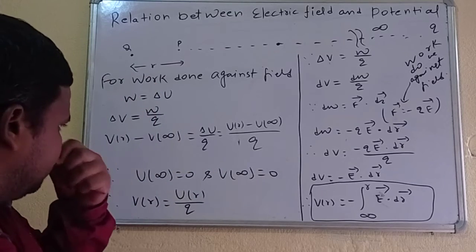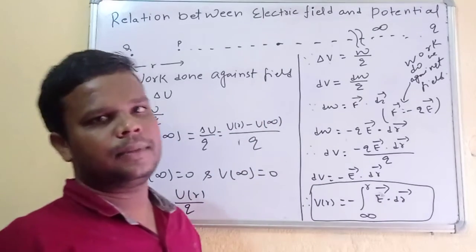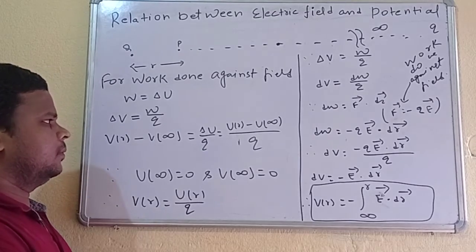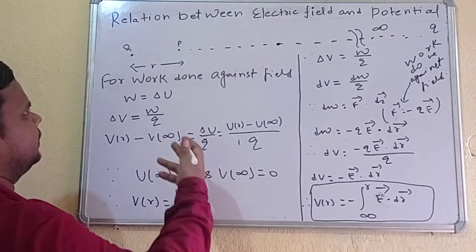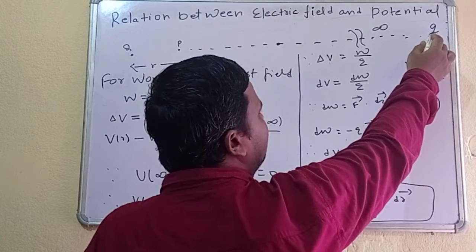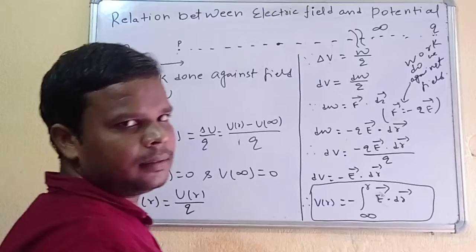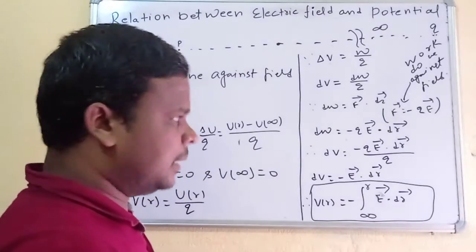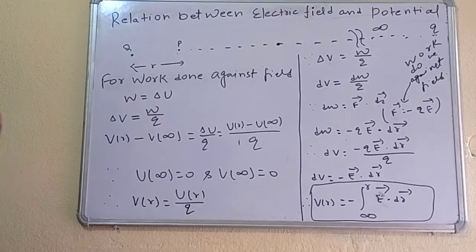Now we have an electric field given, and we have to derive an expression for potential at a point, or for potential difference. So how can we do this? In this case, we have to bring a charge from infinity. The charge is already kept at infinity and we have to bring this charge to this point P. So in this process, we need to do work against the electric field to bring this charge.